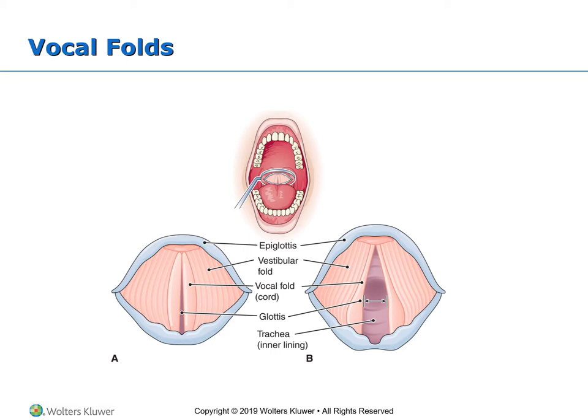We have some other folds located just superior to the vocal cords in the laryngeal mucous membrane, and those are called vestibular folds. They are also called the false vocal cords because they do not contribute to speech production. However, the muscles of the larynx can bring those folds together to close off the glottis completely, and by doing that, they help to keep materials out of the respiratory tract while we are swallowing.